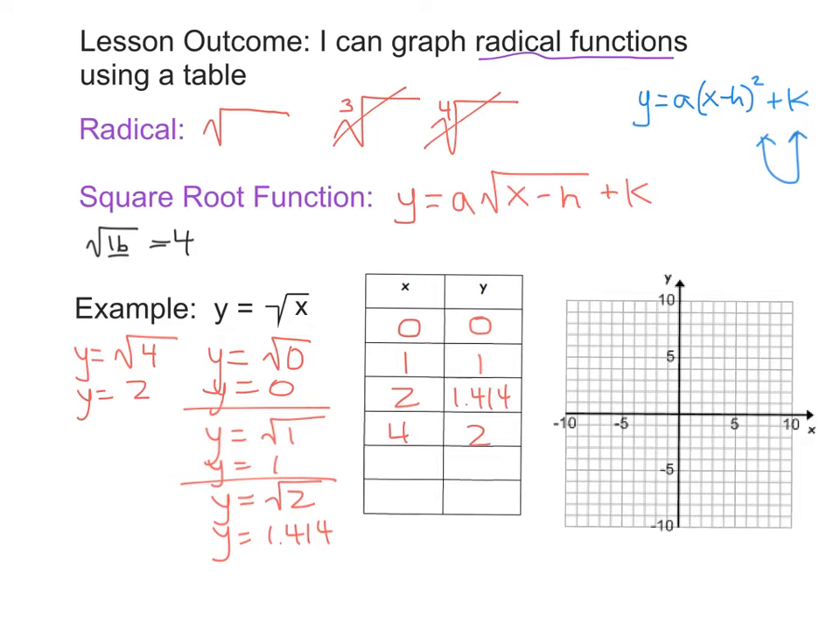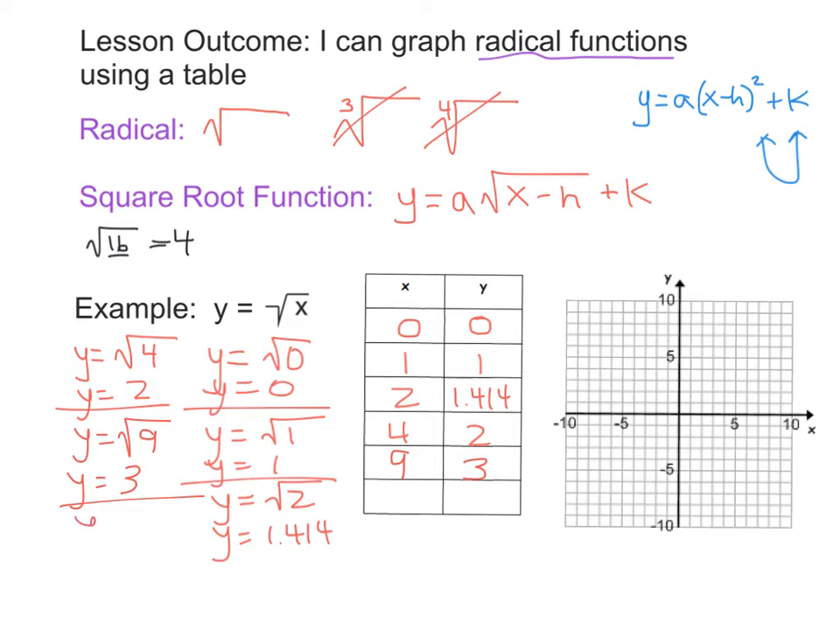So we're looking for perfect squares. What's our next smallest x value that is a perfect square? Well, 5 is not, 6 is not, 7 is not, 8 is not, 9 is, because 9 is what? 3 times 3. So if we put a 9 in for x, the square root of 9 is 3.